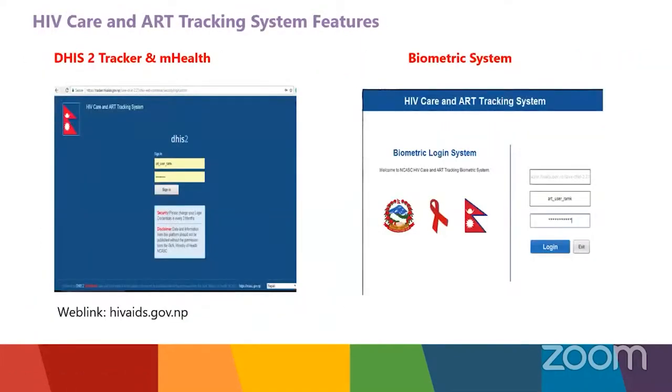And these are the features of the developed system. On the left side is the DHIS2 tracker where the users log in and record the details of the client. If someone is coming to the health facility for HIV testing, or if someone is diagnosed HIV positive or receiving HIV treatment services, the users use hivaids.gov.np and log in all the required information. And also a Java-based application was developed for the biometric, and the same login is used in this app, and it collects the biometric information of the client. So both systems are interacting with each other and can also share the information.